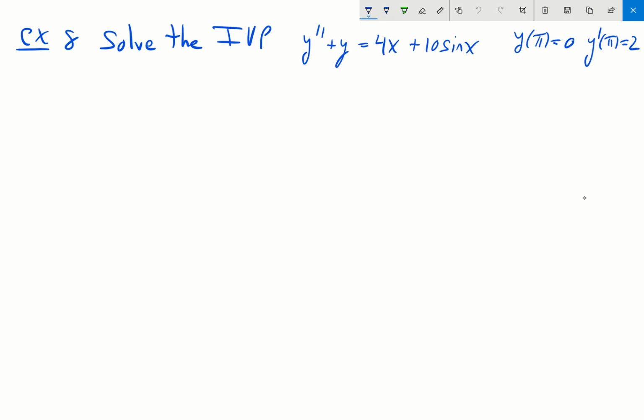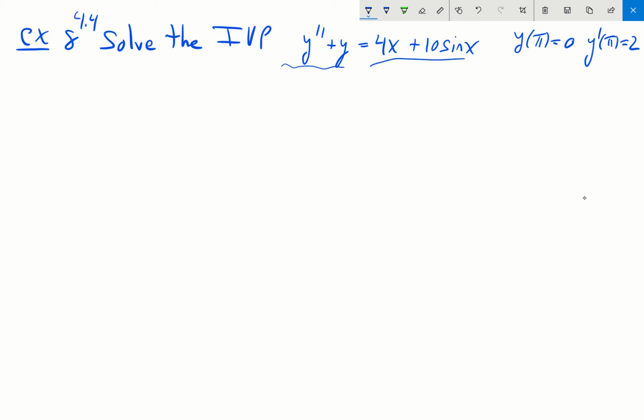Let's take a look at example 8 coming from section 4.4. We want to solve the initial value problem y double prime plus y equals 4x plus 10 sine x. Again, as we move through the rest of this chapter, some of the things might start to blend together, but the key thing you're picking up on, first of all, is that this left-hand side is a differential equation. It's a linear differential equation with constant coefficients.